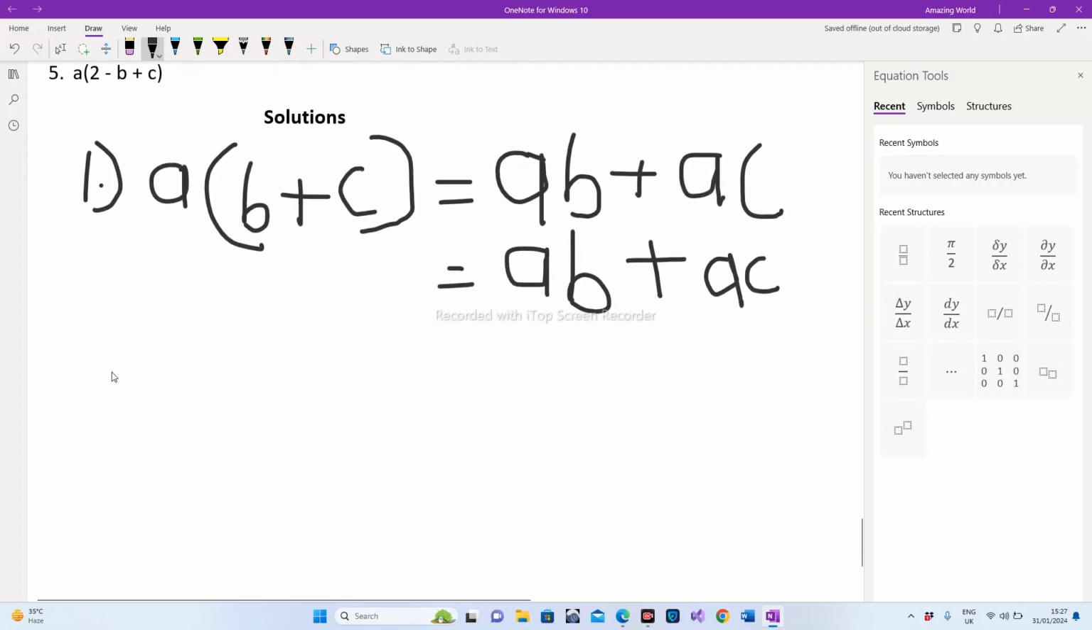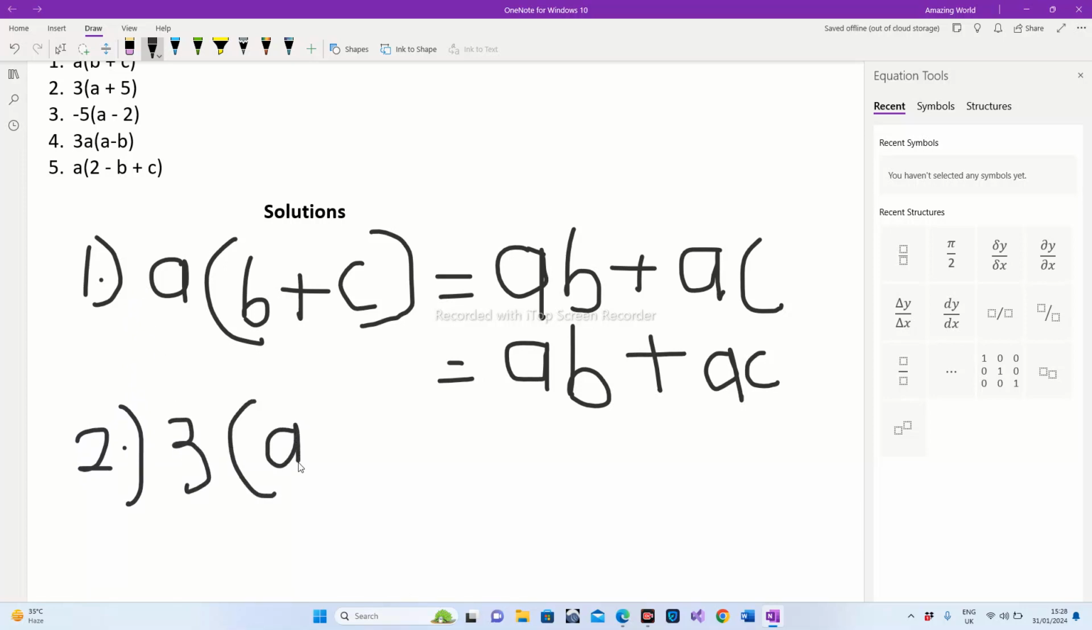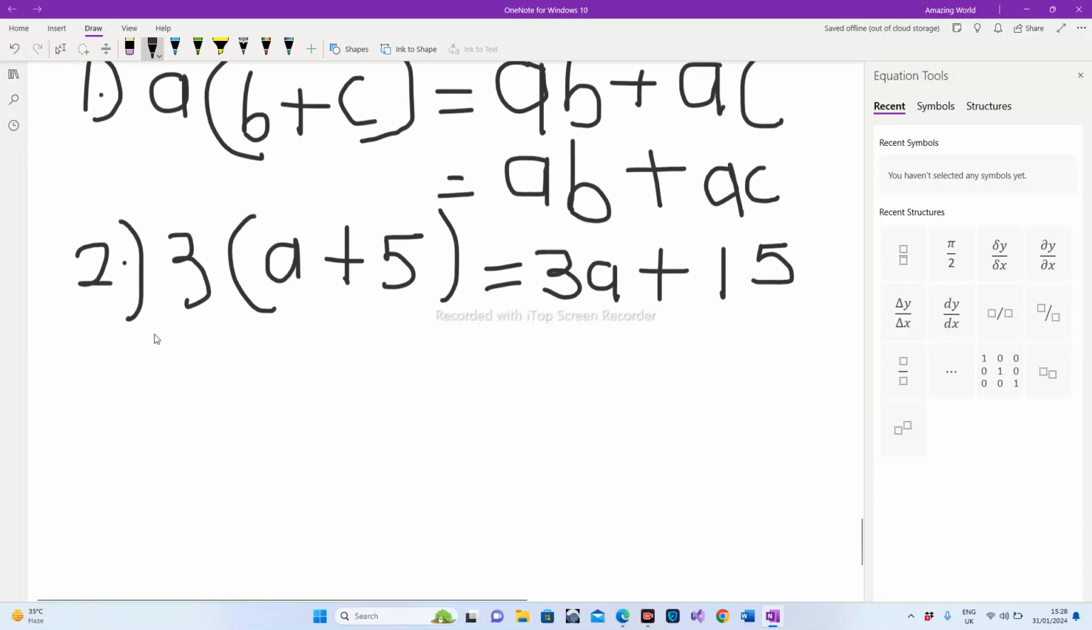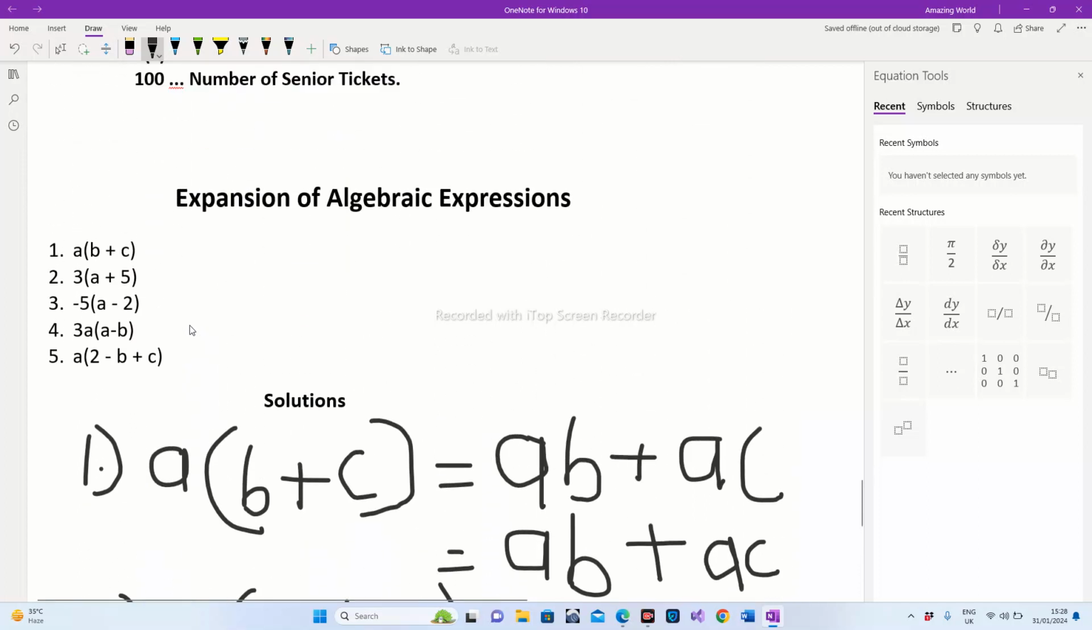So now that we have done that, let's consider our second exercise, number 2, which is 3 bracket a plus 5. And this will give us 3 multiplied by a will give us 3a plus 3 multiplied by 5 will give us 15, and this is our solution. So we can see that it is very simple. It's not rocket science, it is something everybody can do.